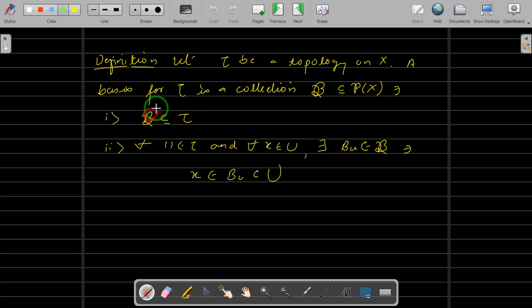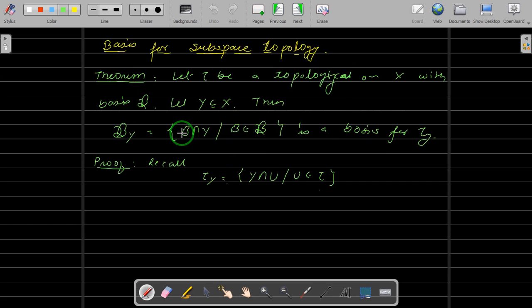So these are the two things we have to show. First, that script B_Y is in tau_Y. Second, that for all U in tau and for all x belonging to U, there exists B_U belonging to B such that x belongs to B_U, which is contained in U. So let's first show that B_Y is a subset of tau_Y.